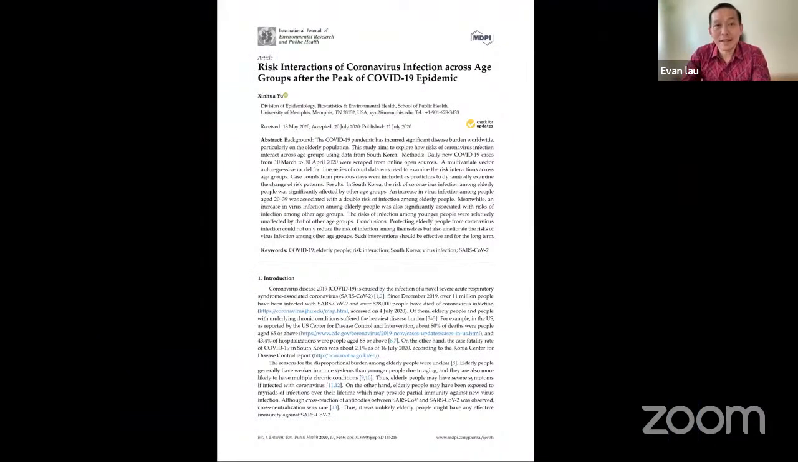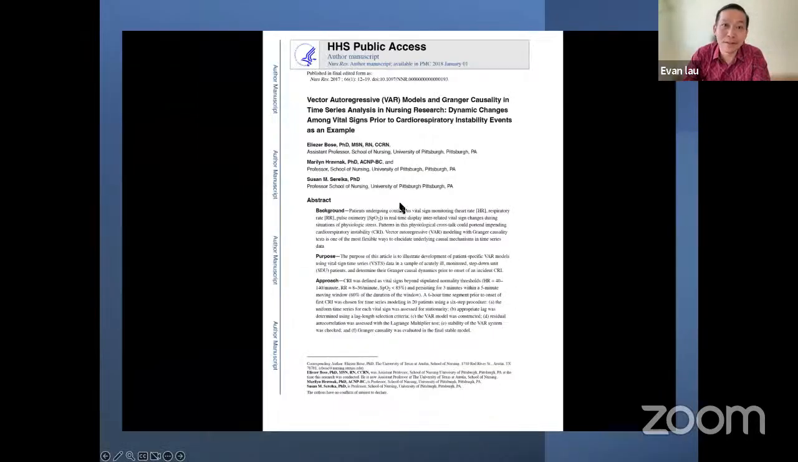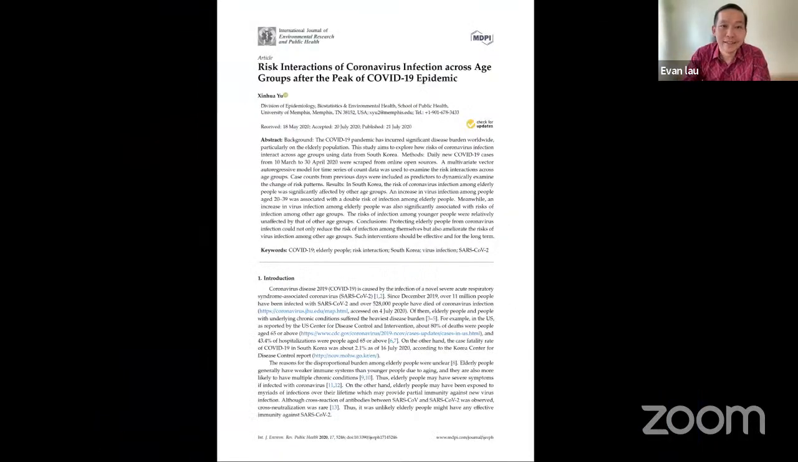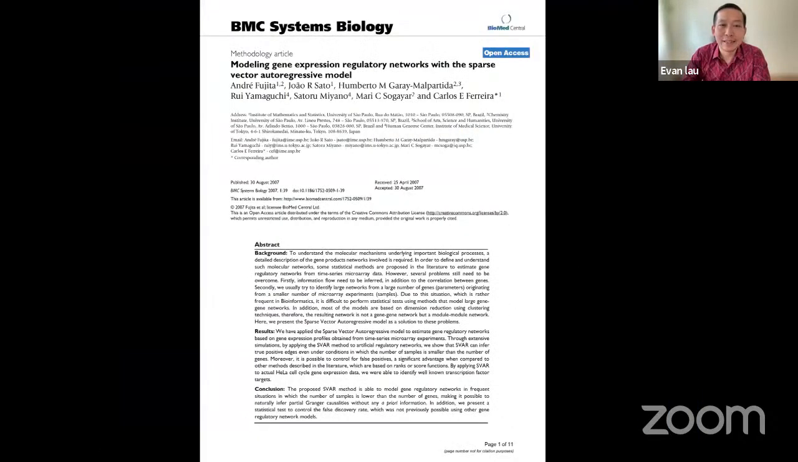And the second study just now was about COVID-19, but related to epidemiology. They published in one of the journals, and they have the data. They use multivariate vector autoregressive, again a time series model, in the first article and the second article. And the third one is also related, that uses the VAR, vector autoregressive model, adopted in different fields.